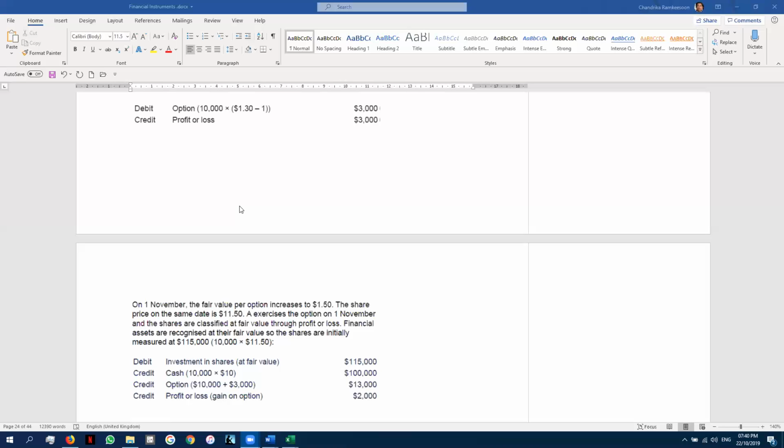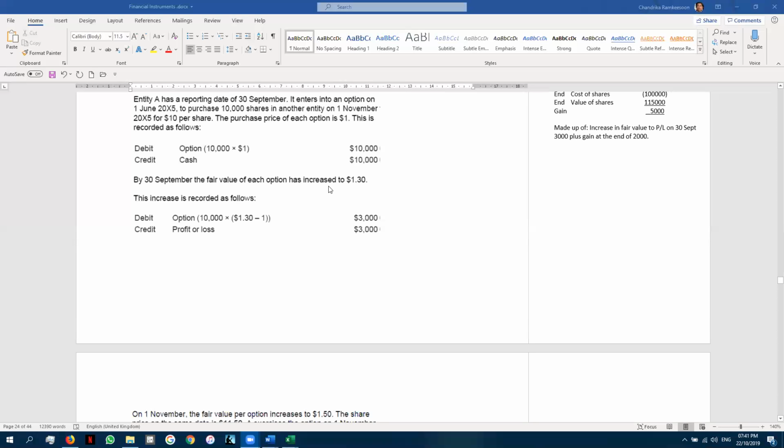$100,000, and this cash will be paid to the seller of the option, the market maker, who has to deliver up the shares now and must only charge $10. Now this means this market maker made a loss, because this market maker would have had to pick up the shares at $11.50 and sell them at $10. And of course, there's a risk involved.